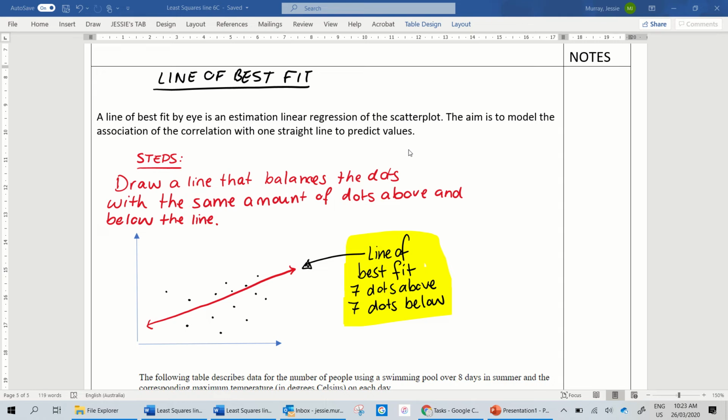So you can see this first example here. We've got a scatter plot, and I've drawn through it the red line, and it's a rough trend. Now, there's one important thing when you are drawing a line of best fit by eye. You need to have the same amount of dots above and below the line, okay? Sometimes it's not always possible.